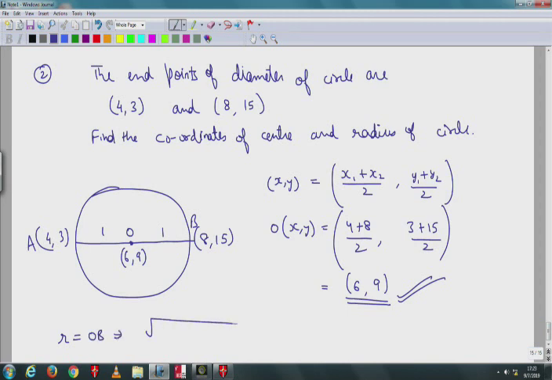So that would be equal to the square root of (x2 minus x1), which is (8 minus 6) whole square, plus (15 minus 9) whole square. That would be 8 minus 6 is 2, 2 square is 4, 15 minus 9 is 6, 6 square is 36, which is equal to root 40, and root 40 can be written as root of 4 into 10, or 2 root 10. We can write it like this. So this will be the radius of the circle.